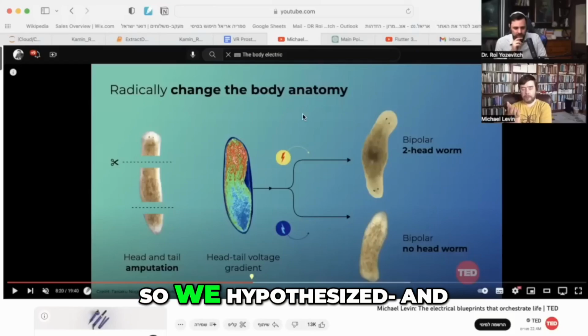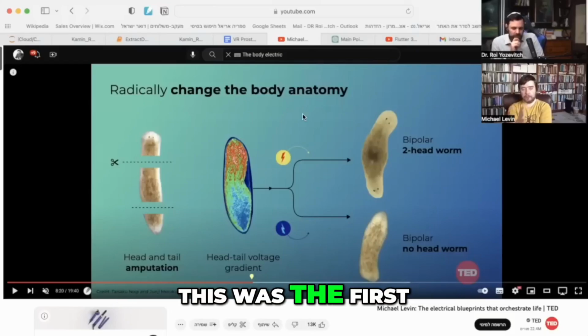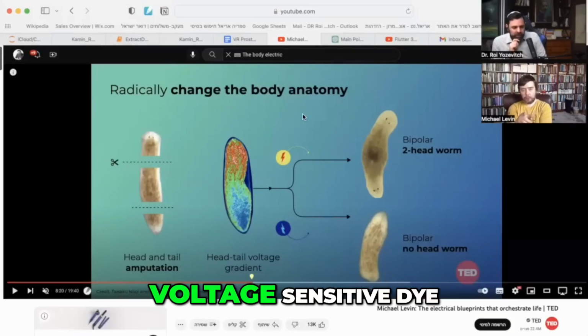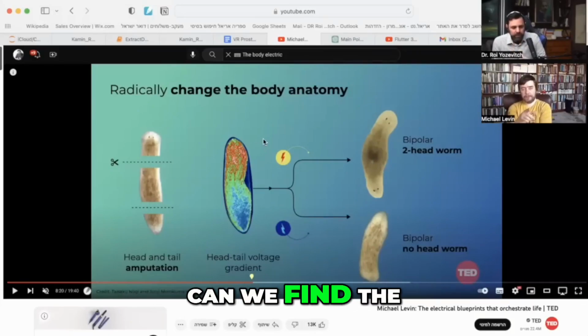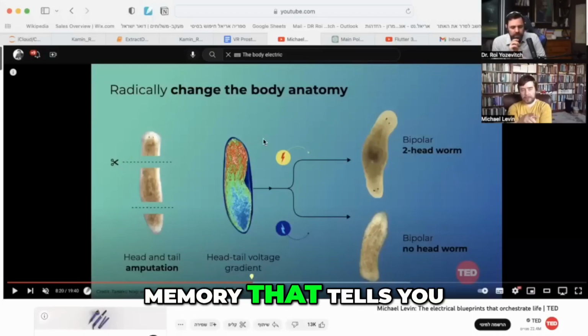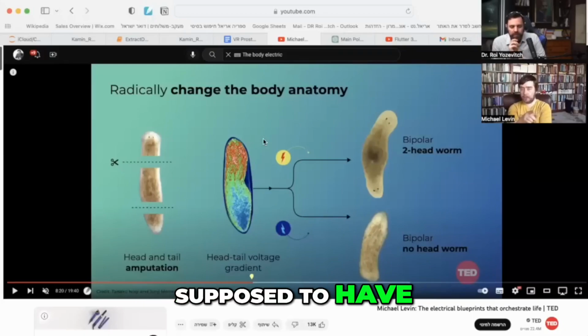So we hypothesized, and the first person to do this in my group was Wendy Bean. What she did was use a voltage sensitive dye to ask the question: can we find the electrical pattern memory that tells you how many heads you're supposed to have?